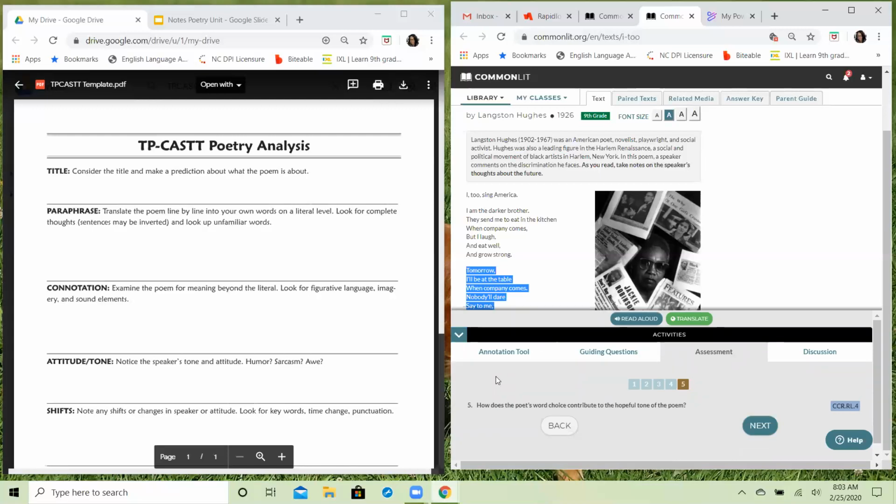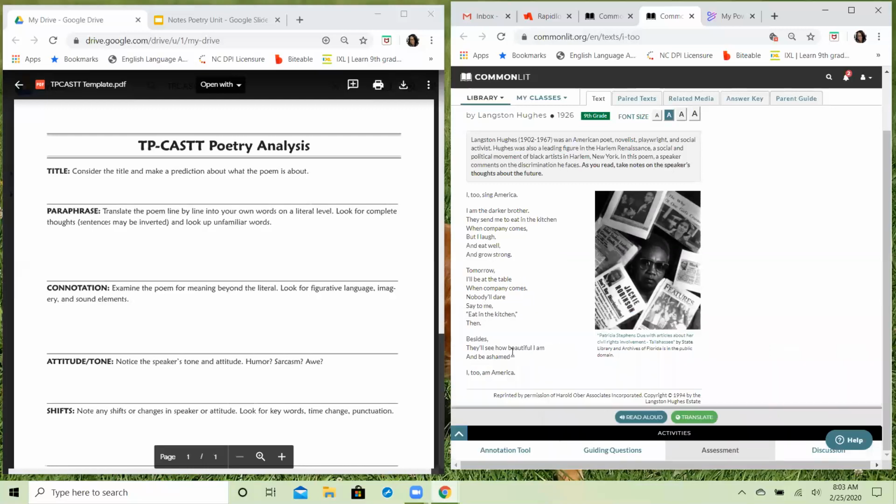And then you have question 5. How does the poet's word choice contribute to the hopeful tone of the poem? This may be something that helps you out in answering your early questions 1 through 4. Clearly, they want you to make note that there is a hopeful tone. Maybe that'll help you go back and answer some of your questions 1 through 4 about theme and main idea. But we're looking at the poet's word choice.